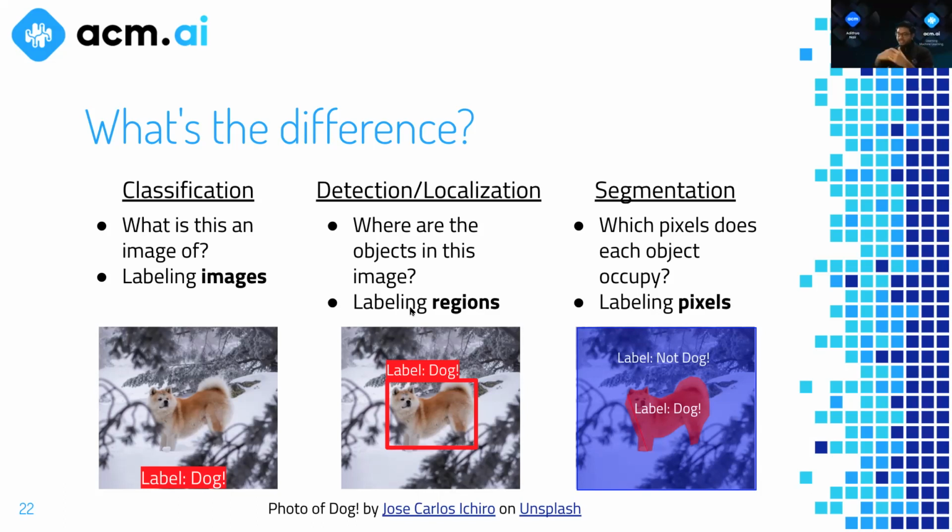And segmentation takes it a step further. Now we're labeling pixels. When we're labeling pixels, we can immediately say, I know that this pixel is from a dog and this pixel is not from a dog. And you can really figure out what each pixel in an image is a part of, if it's a part of a particular class or if it's not. So yeah, fairly straightforward, I would say.